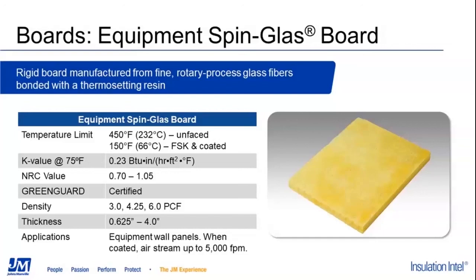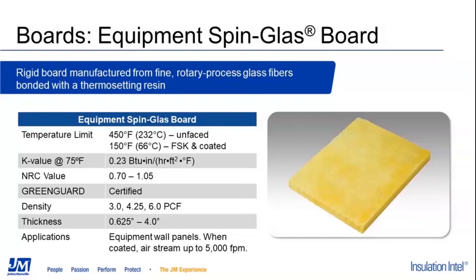So in the temperature limit portion of the chart there, you see those different temperatures identified. So for an unfaced or plain board, you have a temp limit of 450 degrees. And the FSK and coated boards coming offline from us, temp limits of 150 degrees F.